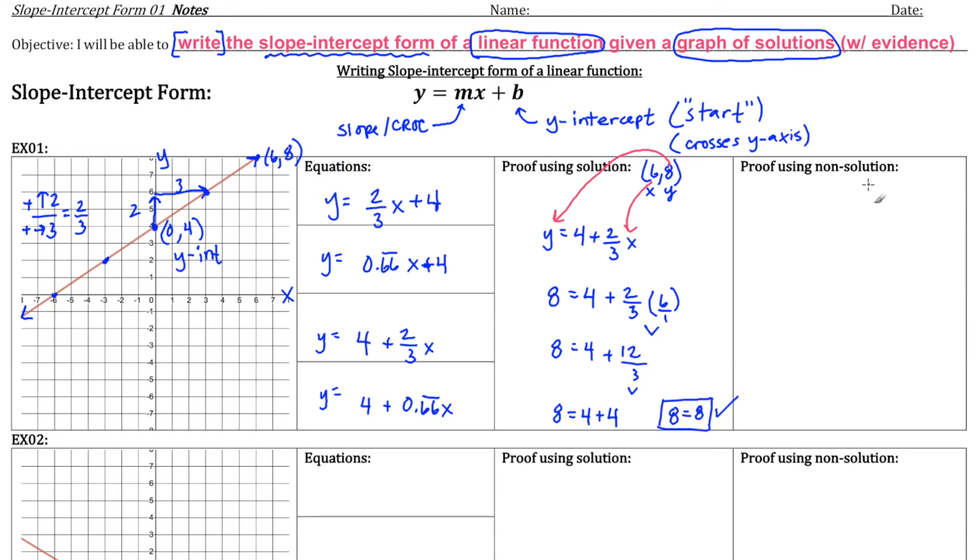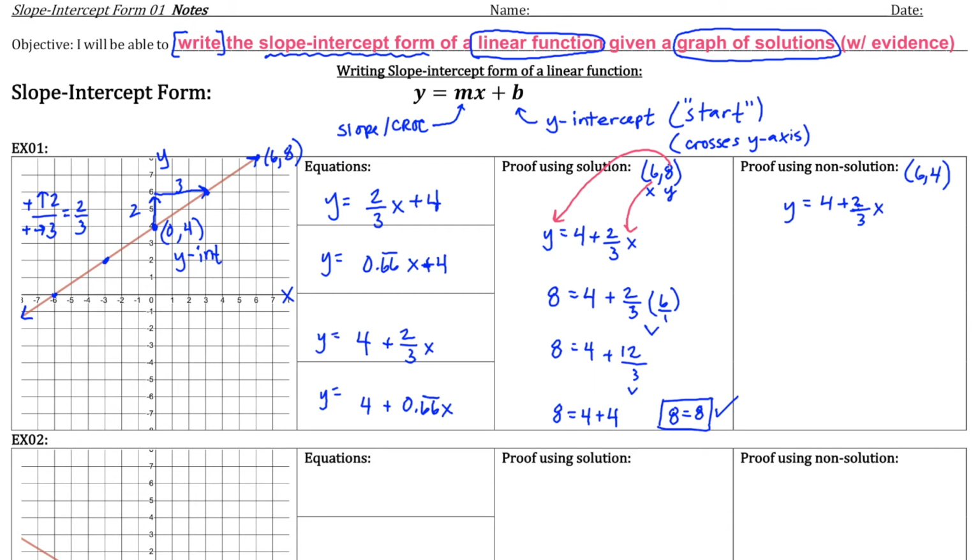All right, let's choose a non-solution. So, for instance, we have 6, 8. What if we chose 6, 4 instead? Yeah, let's choose 6, 4. Just, I don't know. 6, 4 should not work. So y equals 4 plus 2/3x.